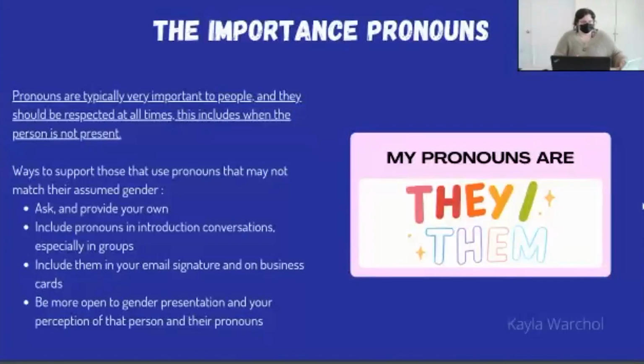Okay. Then the importance of pronouns. So they're typically very important to people, and they should be respected at all times. This includes when the person is not present. I underlined all of this for a reason. There's a tendency to respect people's pronouns when they're in front of you, and then to disregard them when they're not in earshot. By doing this, you're making it very easy to mess up. That is the one piece of advice that I will go with this.